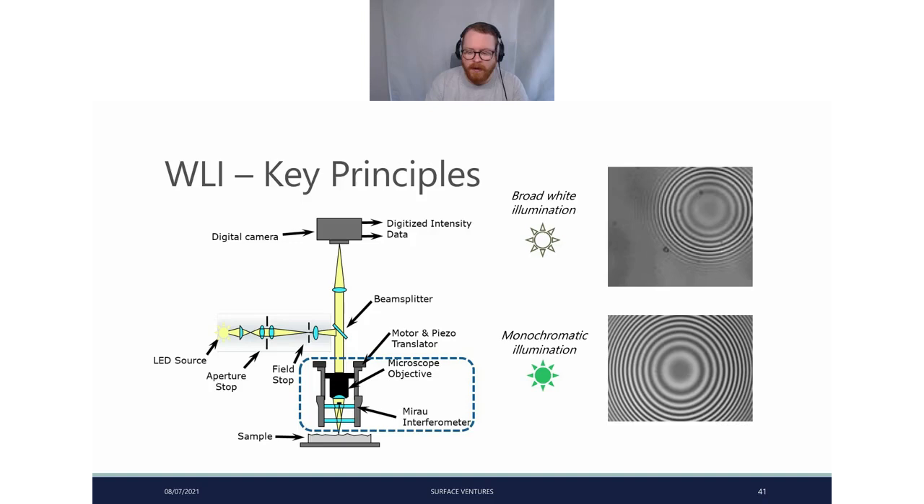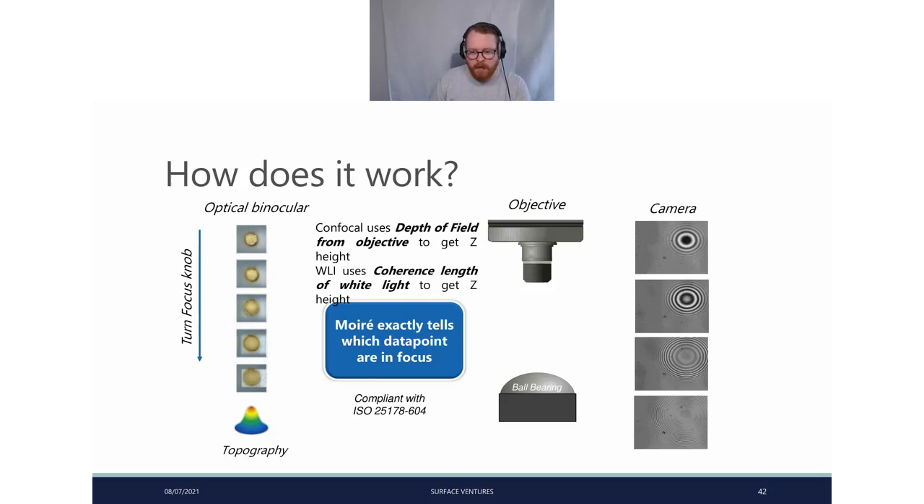As I said, we generally change these beams, these moiré patterns, by changing the focus, so moving this up and down in order to get Z height. You can then use the coherence length of white light to get the Z height itself. So this changes our moiré pattern as we see in the pictures going down the right.